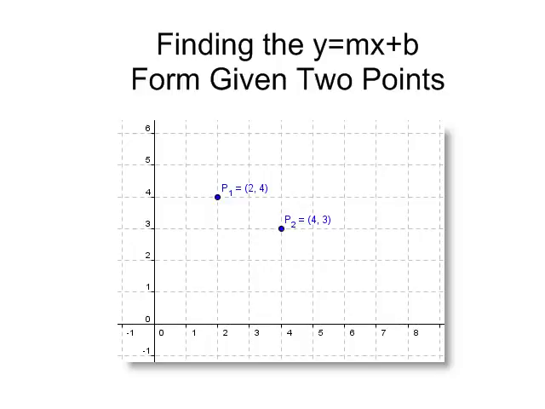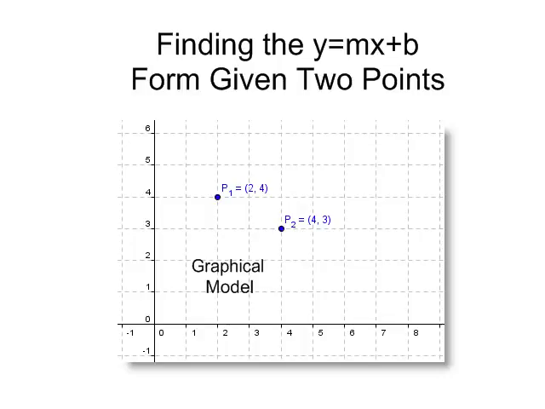This is a little refresher on finding the y equals mx plus b form of the line if you're given 2 points. We're going to start out looking at the graphical model, and then we're going to move into the algebraic model. So here I have 2 points. Point 1 is (2, 4). Point 2 is (4, 3).